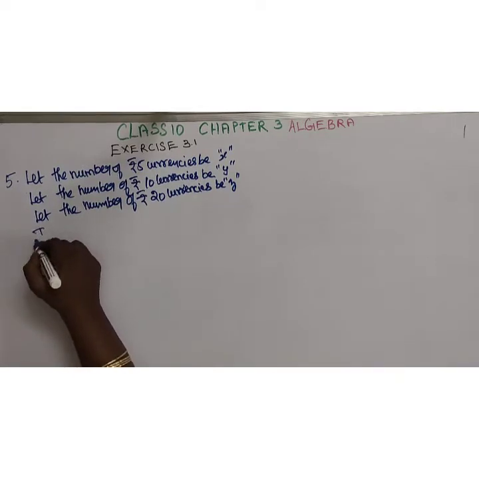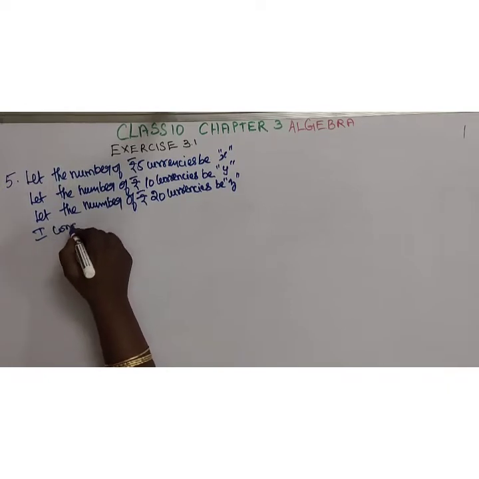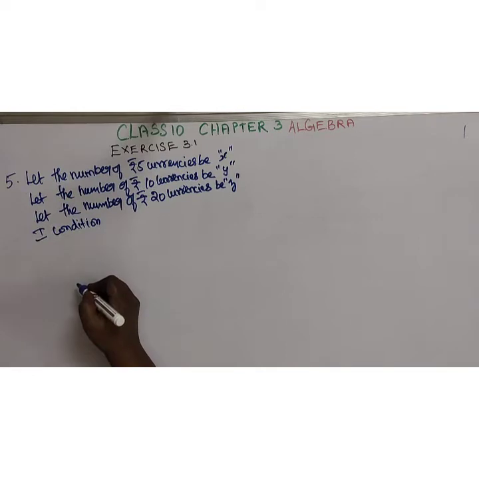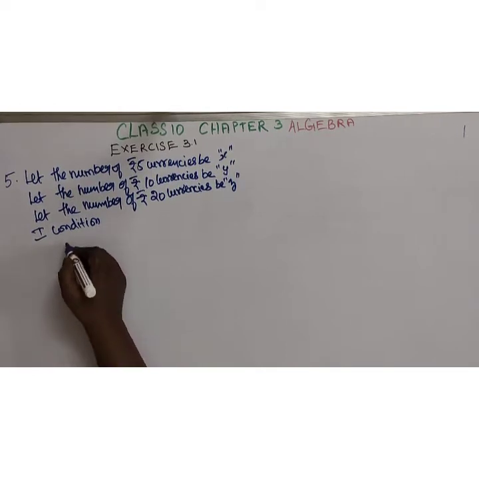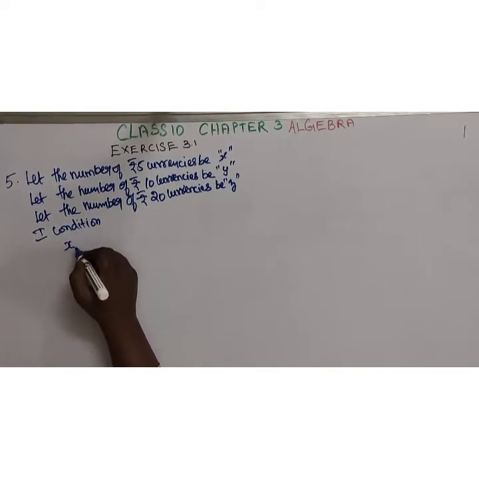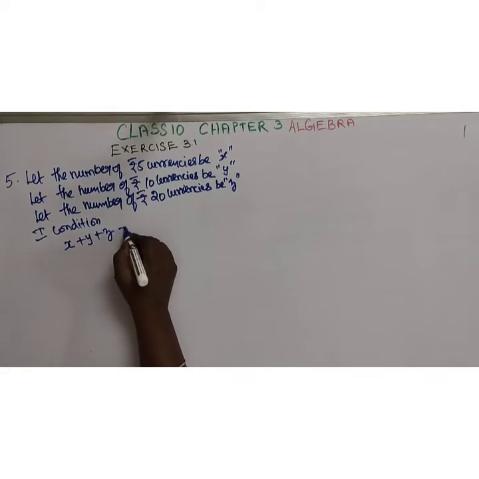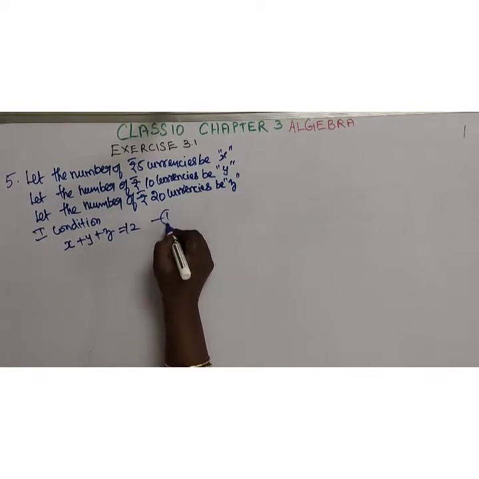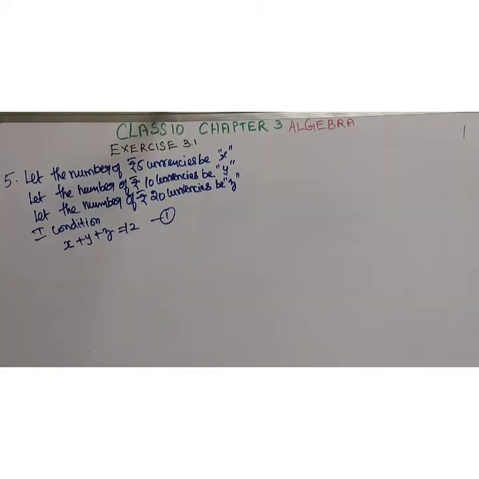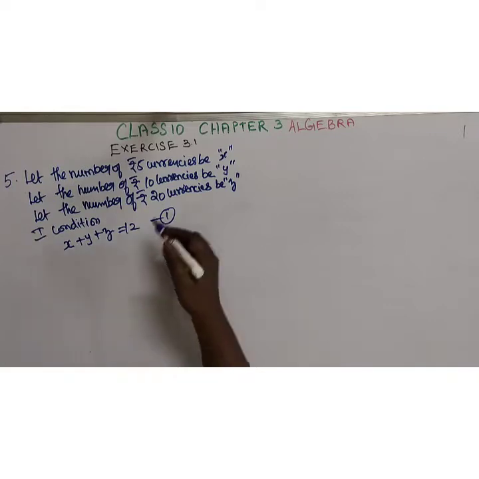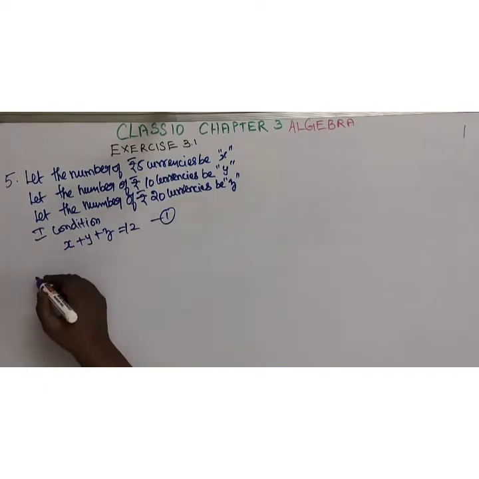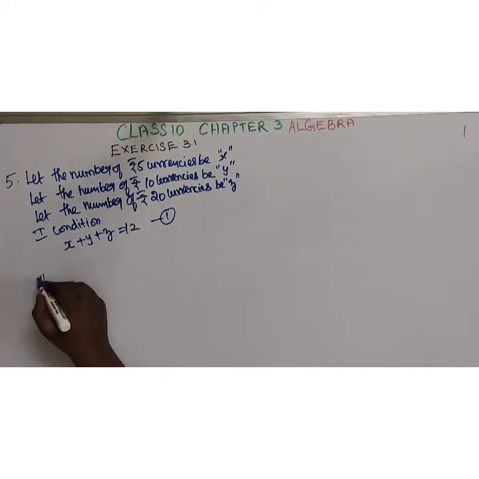So according to the first condition, now if we add all these values, there are 12 pieces. That means X plus Y plus Z equal to 12. So first condition, there are 12 pieces of 5, 10 and 20 rupees currencies. So X plus Y plus Z equal to 12. Now second condition.